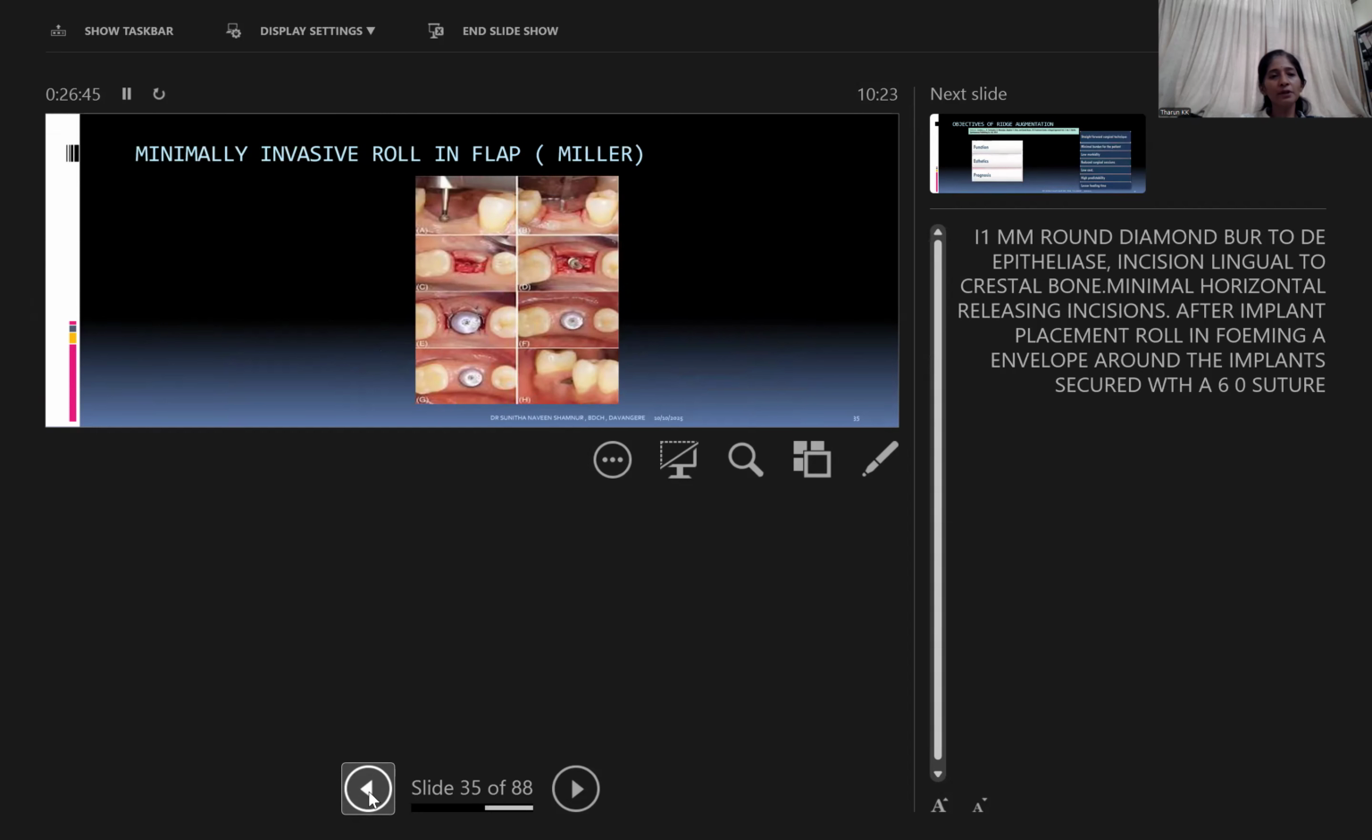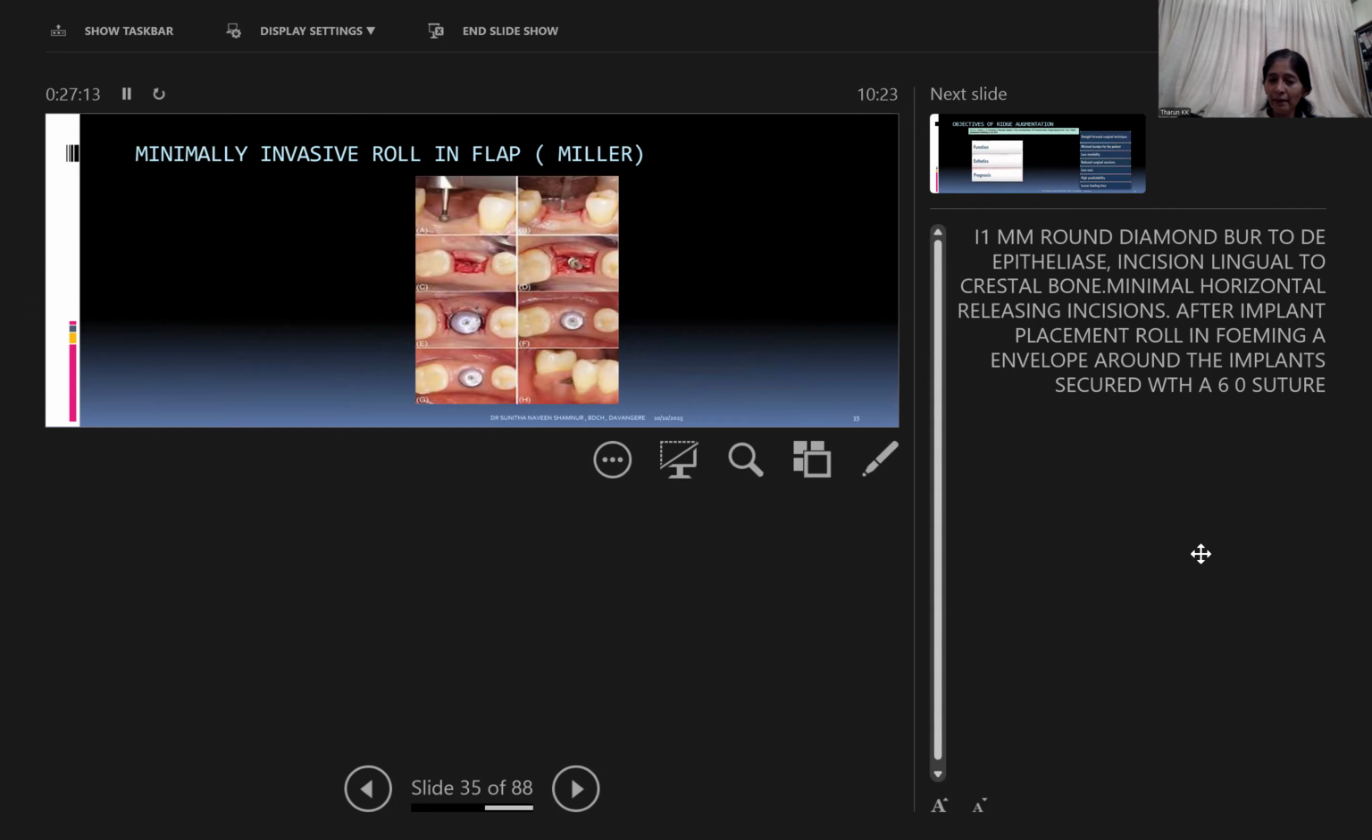Okay, now we come here to the minimally invasive rolling flap. This was given by Miller. Now here, we are going to use a 1 mm round burr to de-epithelialize the area. You need to remove all the epithelial cells from the donor site. And you're going to give an incision lingual to the crestal bone. If you observe here, my incision is way lingual to the crestal bone.